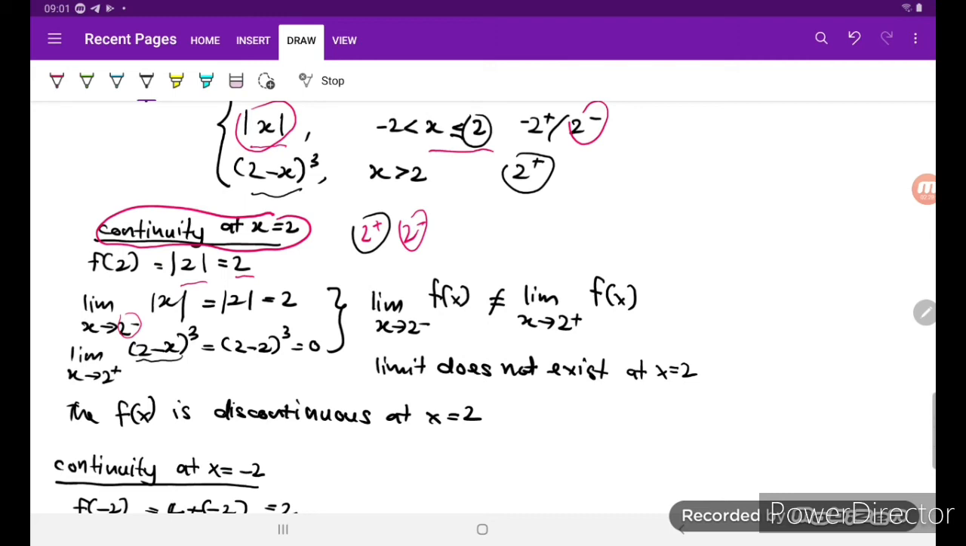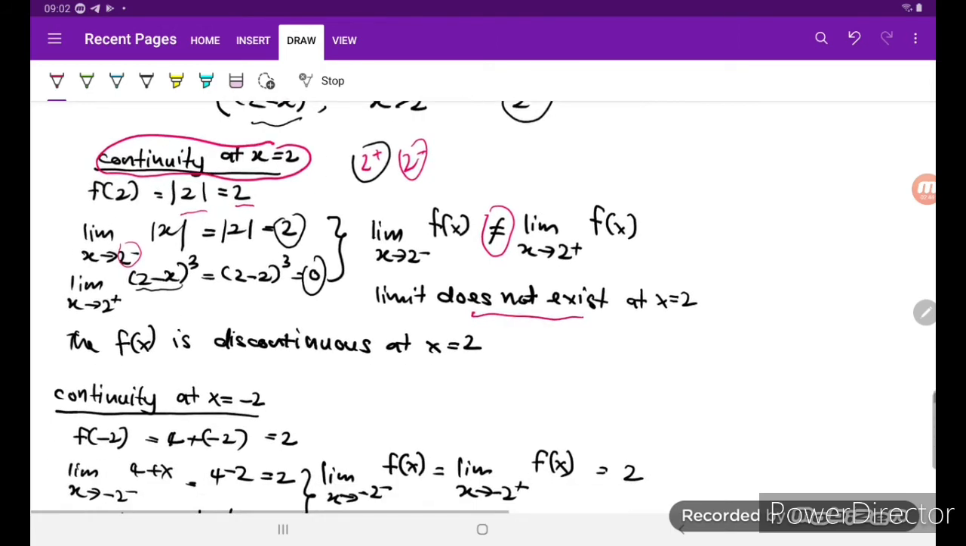So we get different answers. One is 2, one is 0. So it is not the same. Limit 2 plus and 2 minus is not the same. One is 2, one is 0. So limit does not exist. So we conclude that the function is discontinuous at x equals to 2 because limit does not exist at 2.